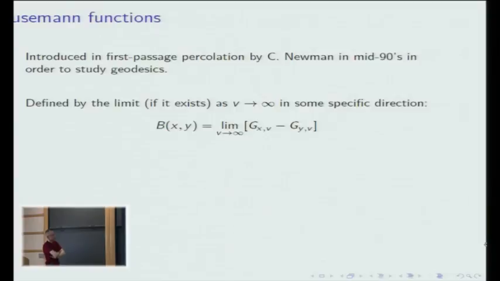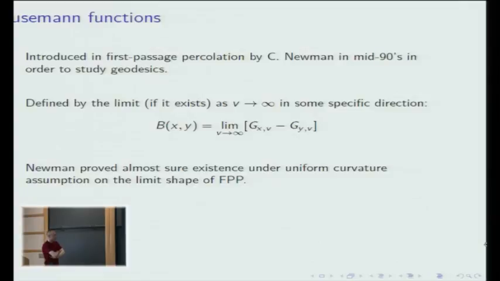So what are these things in percolation type models? Well, you take the passage time variable, fix two points x and y, and then take the endpoint v to infinity in some particular direction, and hope for a limit. That's this notion in percolation. And what Chuck proved at the time was that if you allow yourself to make some strong uniform curvature assumptions on the entire shape, then these limits exist almost surely. There's been notable progress since, but only very recently.